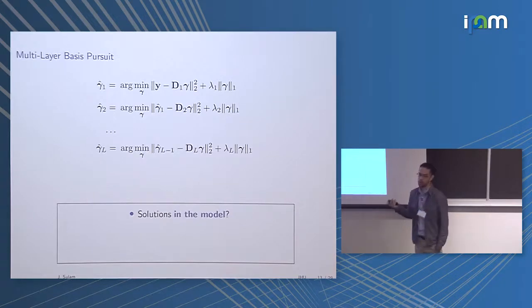For example, how do I know that the solution that I find will satisfy all the model constraints that I have? How do I know, how do I sample from this multi-layer model? Is the model empty? How can we know that?